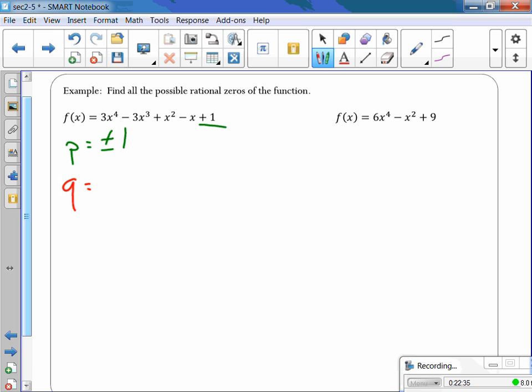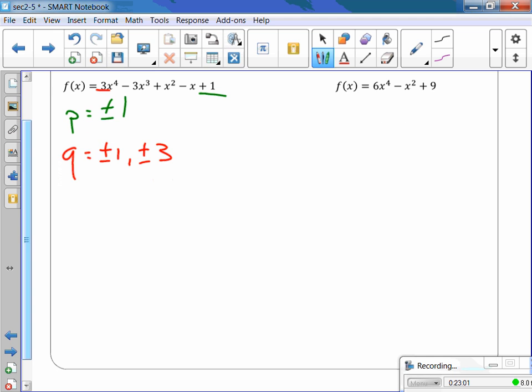What about 1? Factors of 3. So what times what gives me 3? So the only thing is 3 times 1, or -3 times -1. Absolutely. So ±1, ±3. And for those rational zeros, again, we put it P over Q, giving us ±1 divided by ±1 or ±3.